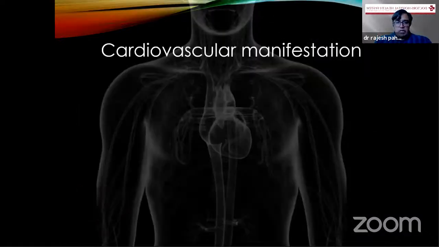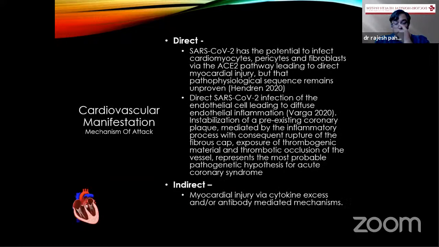So let's come to cardiovascular manifestations. The COVID virus has the potential to infect the cardiomyocytes, pericytes, and fibroblasts via the ACE pathway, leading to direct myocardial injury. But still, the pathophysiological sequence remains unproven.